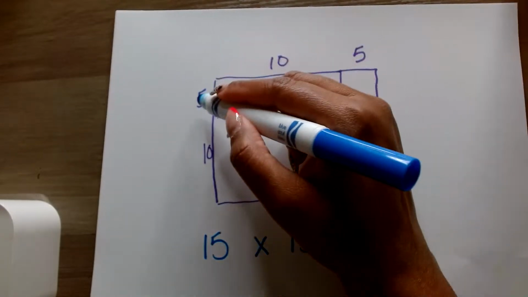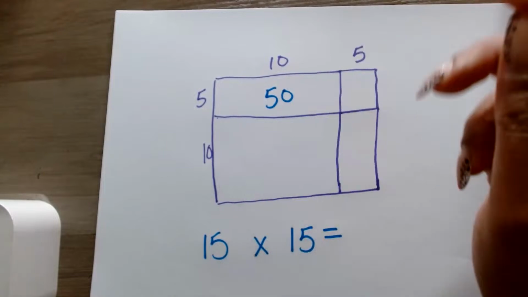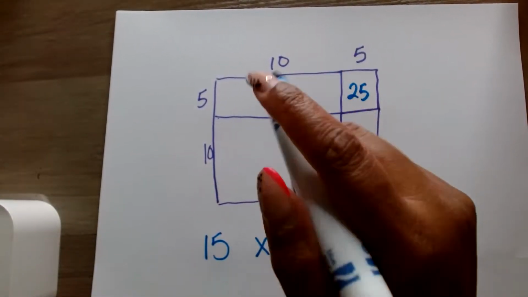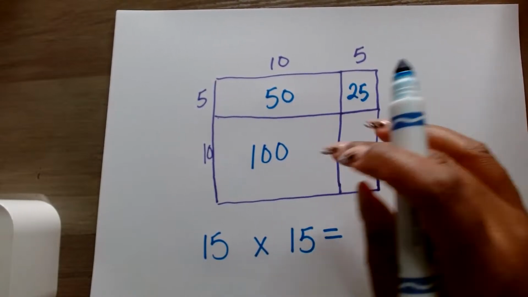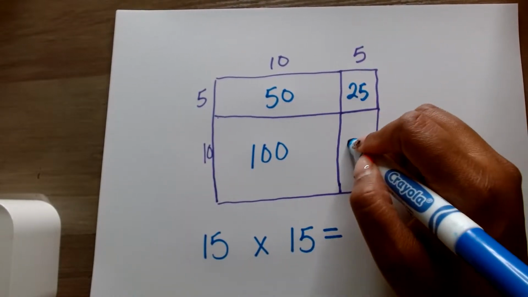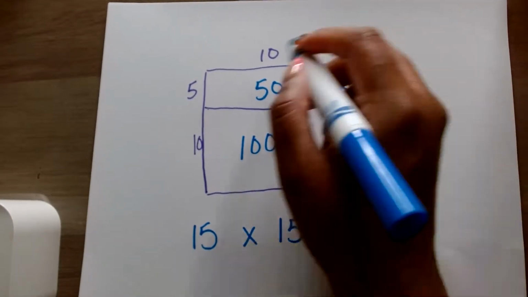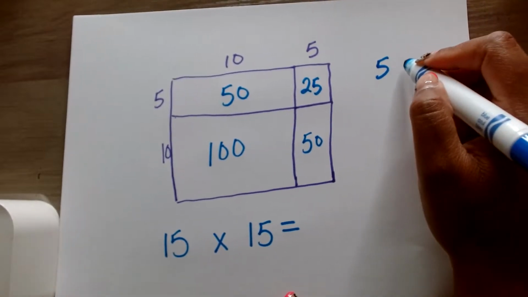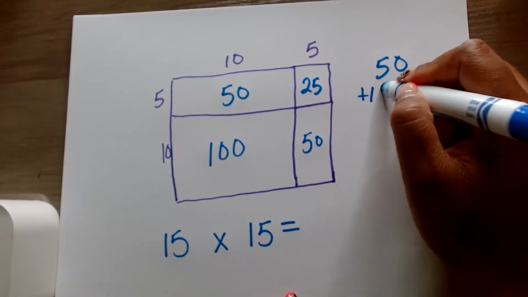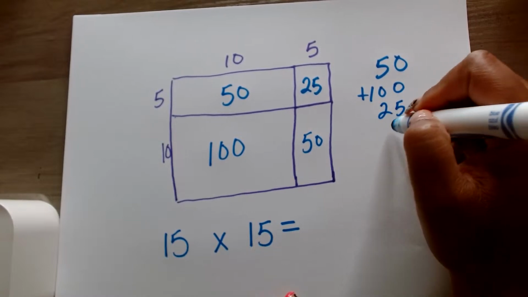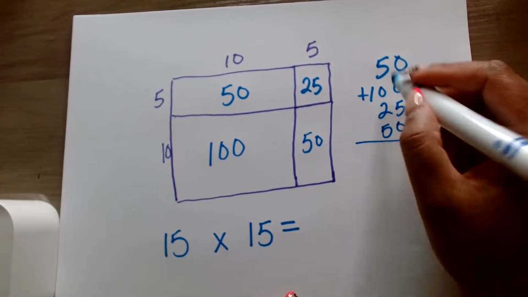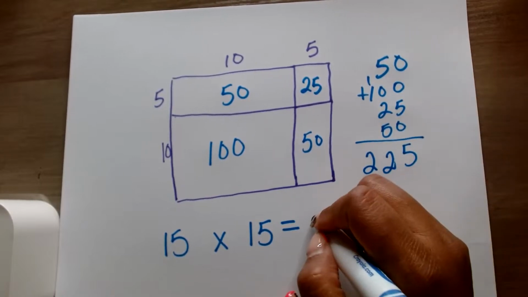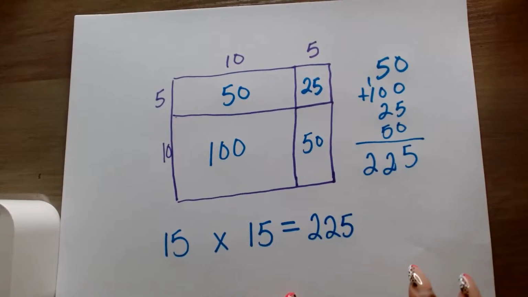But actually using the model, we know 5 times 10 is 50, and then 5 times 5 is 25. 10 times 10 is 100. 10 times 5 is 50. And then we can add these all together. I'll do it over here. 50 plus 100 plus 25 plus 50. So we get a 5, that's 12. So 15 times 15 is 225.